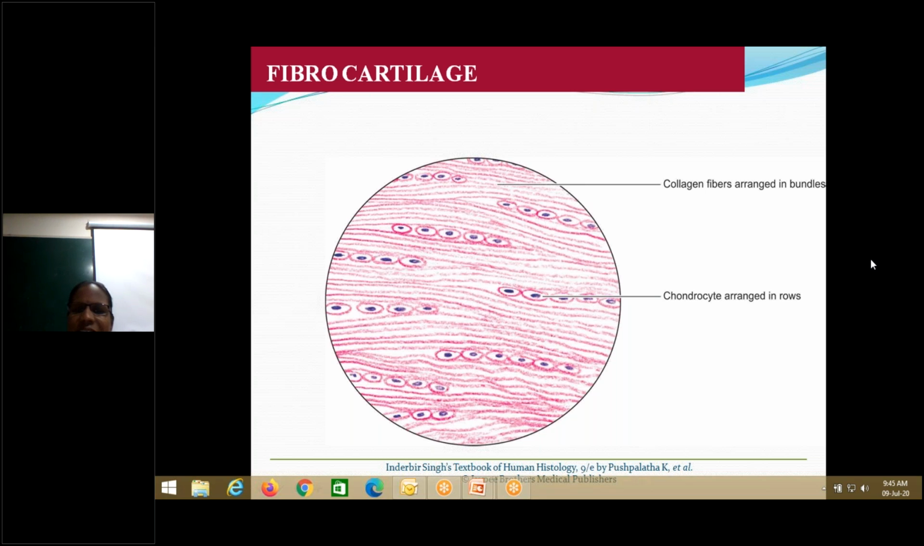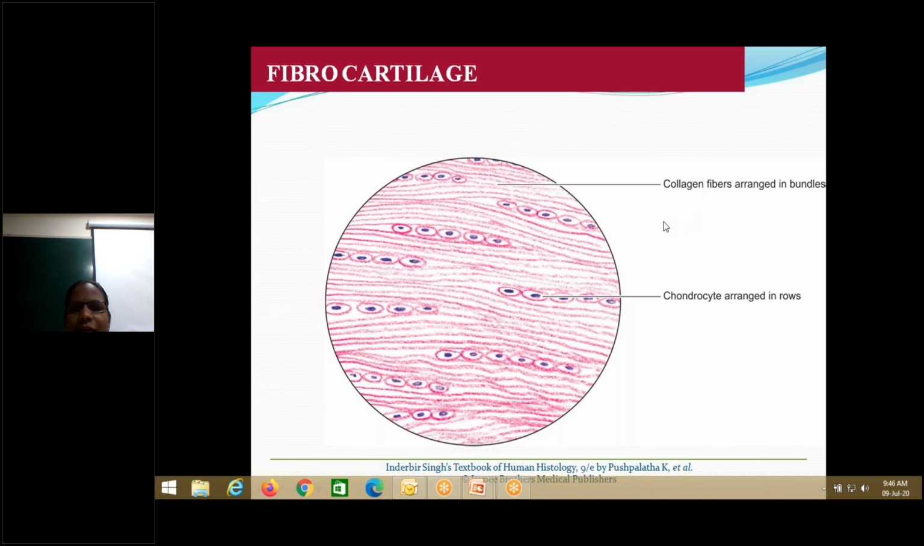In the same manner for elastic fibers, before staining, elastic fibers appear yellow in color to the naked eye. So elastic cartilage we call yellow elastic cartilage, and fibrous cartilage white fibrous cartilage. Okay. So this is about the cartilage part.